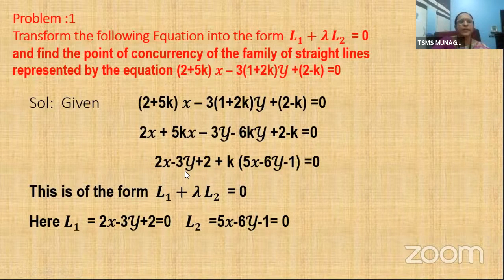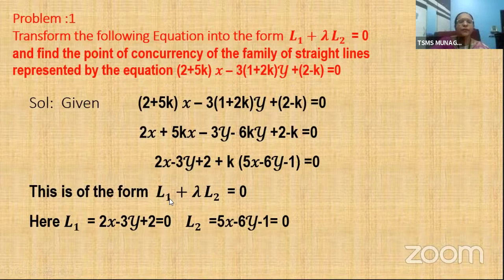Now here 2x doesn't have k, so I've put it in the front. Next we have minus 3y, which also doesn't have k, so I pulled it to the second term. Then we have plus 2, a constant, which also doesn't have k. Now this portion, 2x minus 3y plus 2, represents one particular line. The other three terms that I have left here can be taken with k common. Suppose I take k common, we will get 5x minus 6y minus 1.